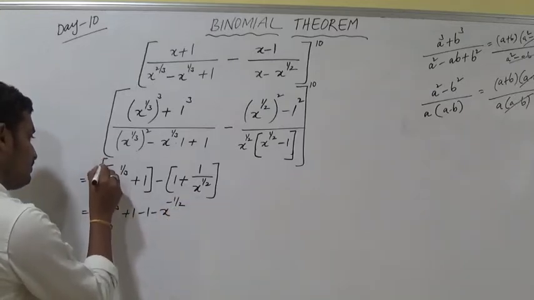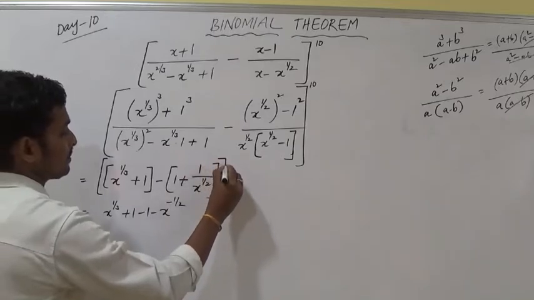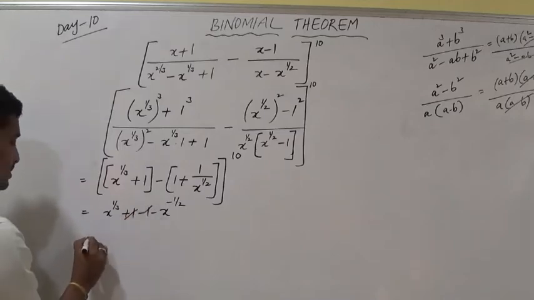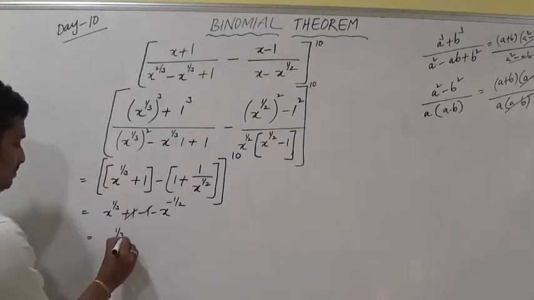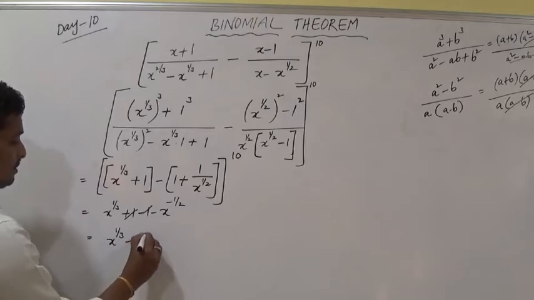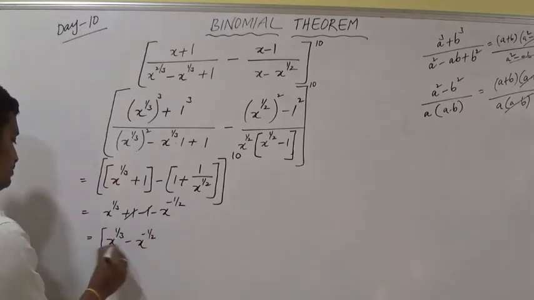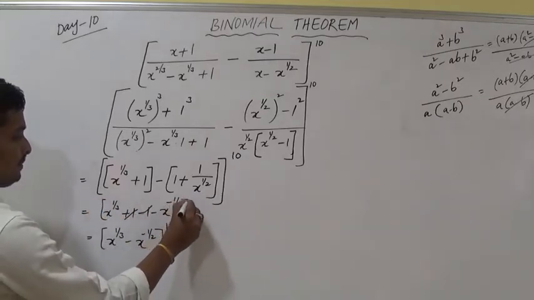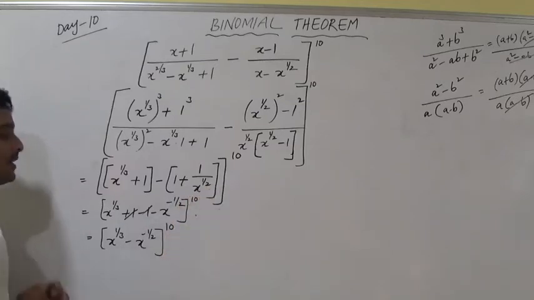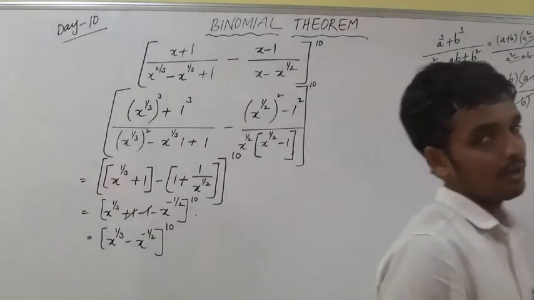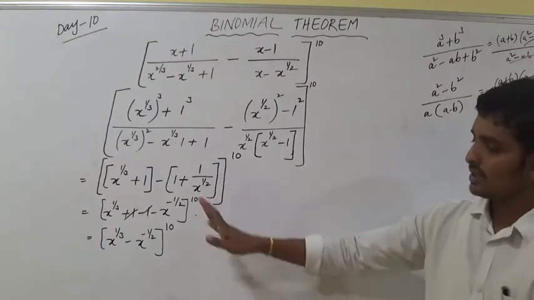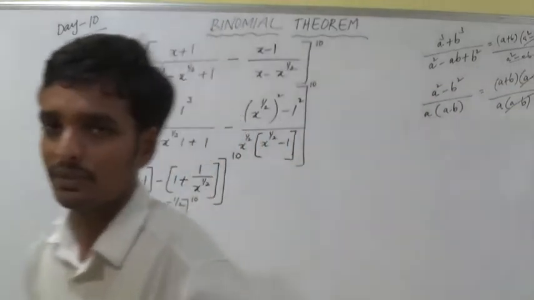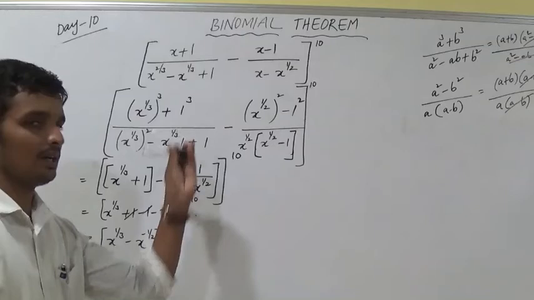Here we have over 10. So here plus 1 minus 1 cancel. What we have? x to the power of 1 by 3 minus x to the power of minus 1 by 2 whole to the power of 10. Did you understand? If you understand up to here, the problem is easy. Up to here, nothing is there after that. So once think that. I am giving you time. Please keep in your mind on these steps.